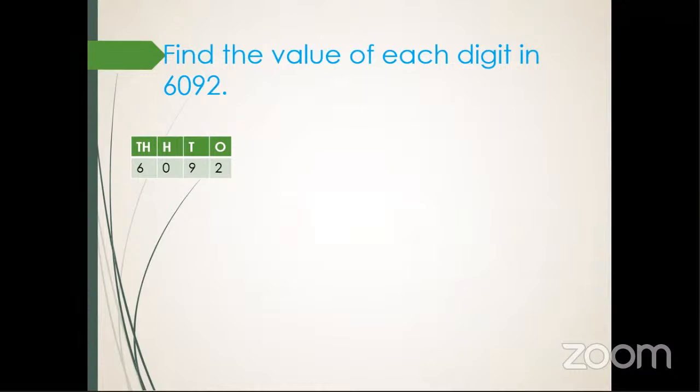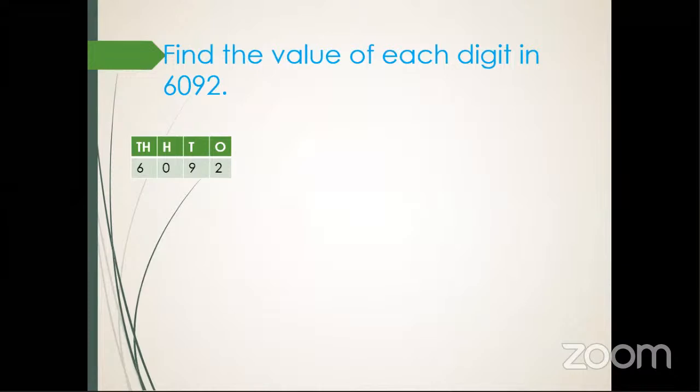For us to get the value of 2, we multiply 2 by this value. You can mute your microphone if you're not speaking. So we multiply 2 by its place value. That's 2 times 1. Who can give us the answer? 2 times 1 we get 2. Good. So the value of 2 is 2.